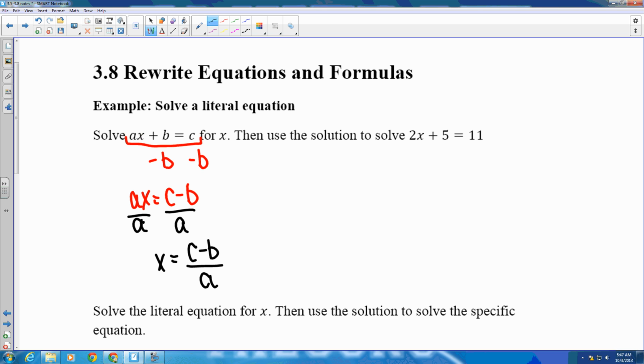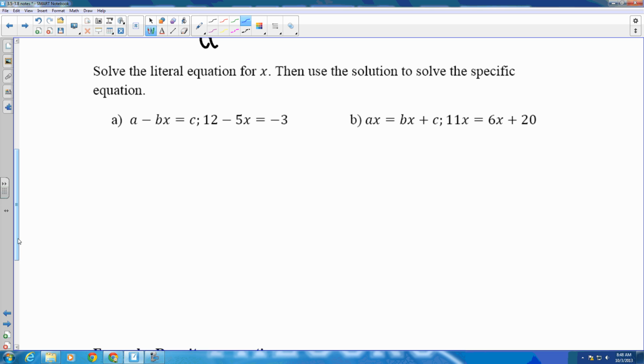So now we're going to identify what the a, b, and c are in our actual equation over here. Looking at the literal over on the left side, we know this is a, this is b, this is c. So if we're trying to solve x, and it's c minus b over a, then we do 11 minus 5 over 2, which is 3. So that's one way to solve an equation.